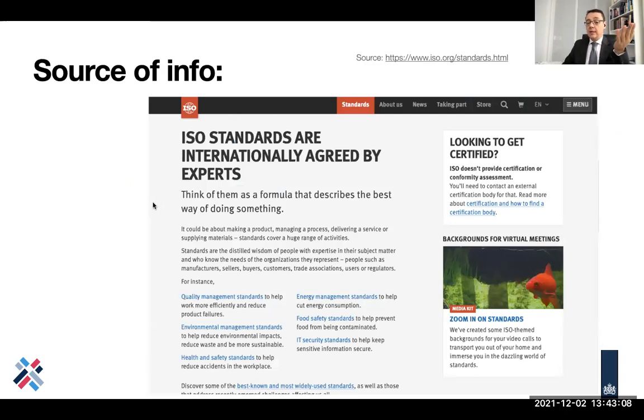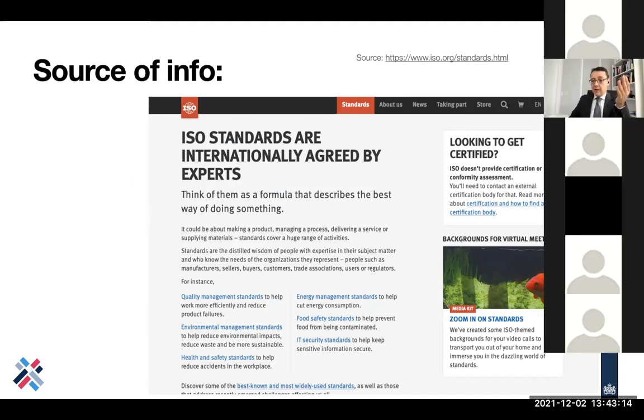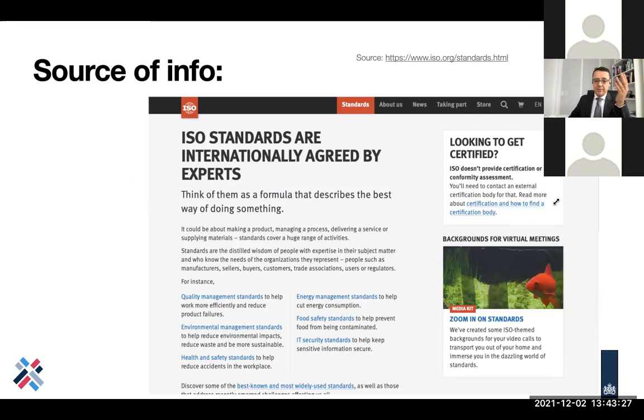But these are only voluntary certifications for products. The certifications that we were discussing around standards, around production systems, that information you get from ISO. ISO is the International Standardization Organization. There you go, ISO.org, and they provide all of this information.